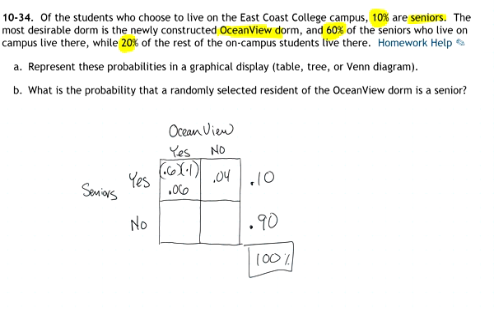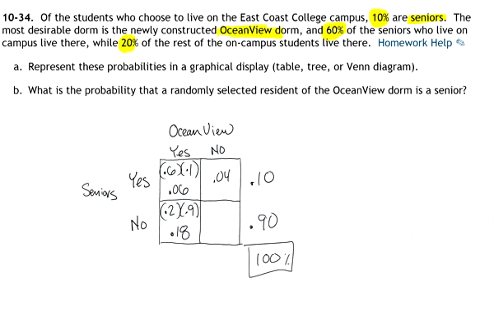I also know that it says 20% of the rest of the on-campus students live there. So if 10% are seniors, that means 90% is the rest of the students living in the dorms. And of that 90%, 20% live in Ocean View. So I think if I've got this right, 20% of the 90% of the people who live on campus live in the Ocean View dorm, and that's 18%, right? It's 0.18.